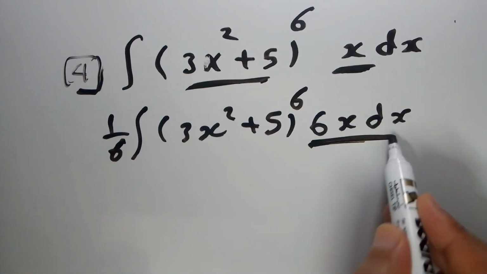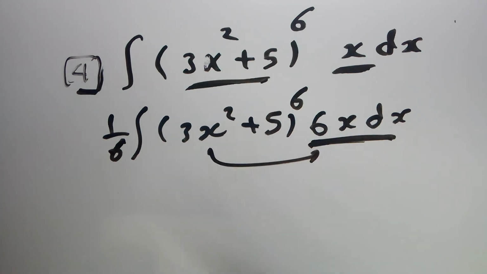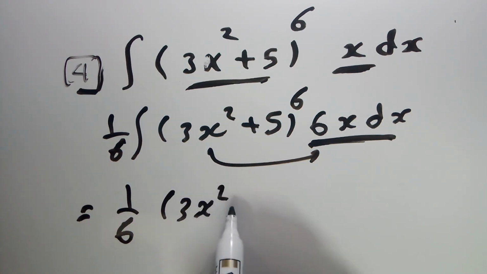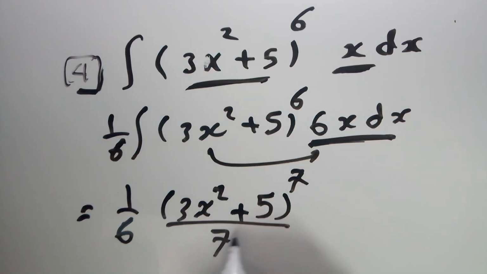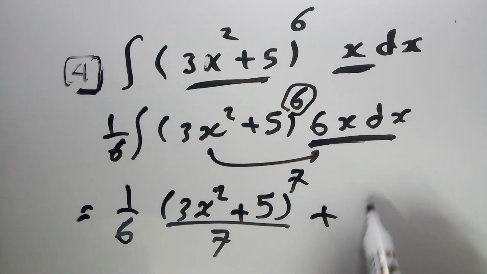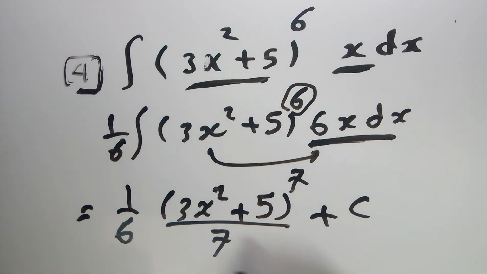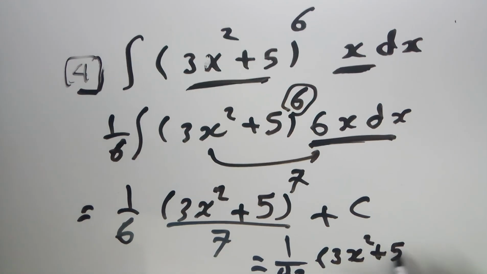Now this is the derivative of the inner function. 3x squared, its derivative is 6x, and 5 is 0. Then you can apply the power rule. It is 1 over 6 multiplied by 3x squared plus 5 all to the power 7 divided by 7. Add 1 to this power, then divide by the new power only. Then it will be 1 over 6 multiplied by 7, which is 42, multiplied by 3x squared plus 5 all to the power 7, plus c.